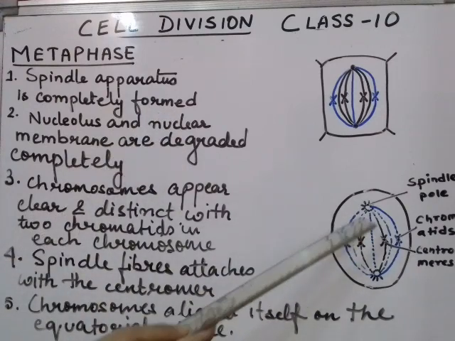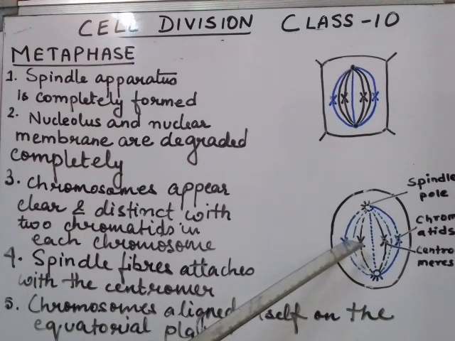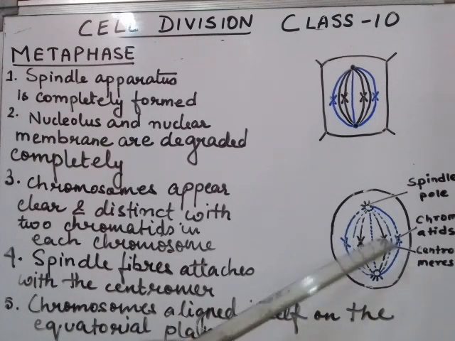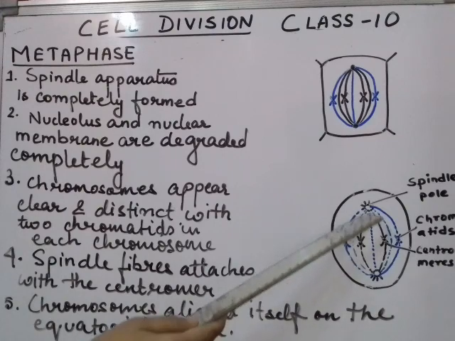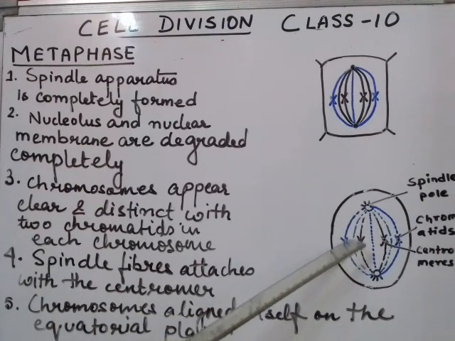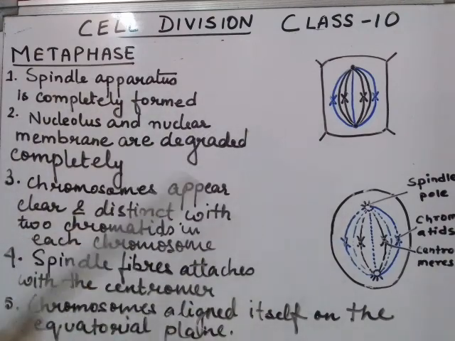We can see that from the asters the spindle fiber has come out and has attached itself to the centromere of the chromatid. So each of the halves of the chromosome, that is each chromatid, is attached to the spindle at the centromere. The next one, which I told you already, is that the nucleolus and the nuclear membrane are degraded completely.